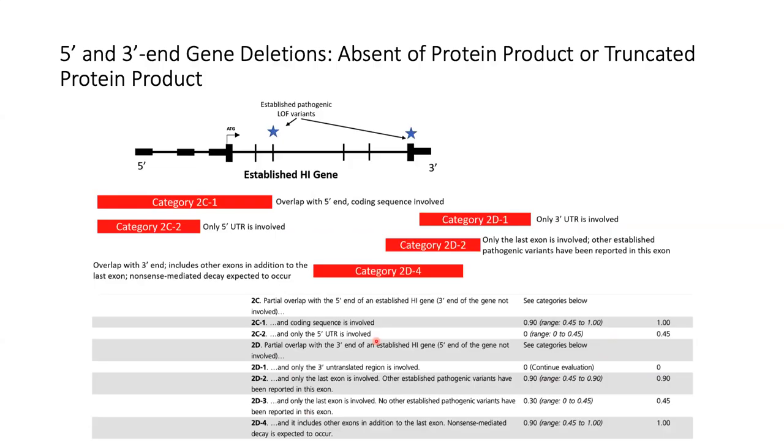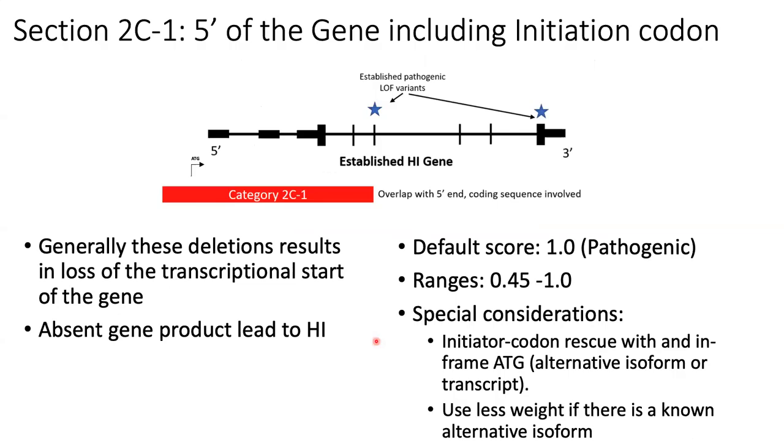To start, I will start with those CNVs that encompass the 5' end of the gene, including the first coding exon of the gene. And the importance of this is that these deletions, I'm sorry, I don't know what happened with that graph, that ATG is supposed to be here. But the point is, these deletions result in the loss of the transcriptional start of the gene. Therefore, you would expect that there is an absence of the gene product, and that will lead to a haploinsufficiency. And if the gene causes disease due to haploinsufficiency, then to disease.